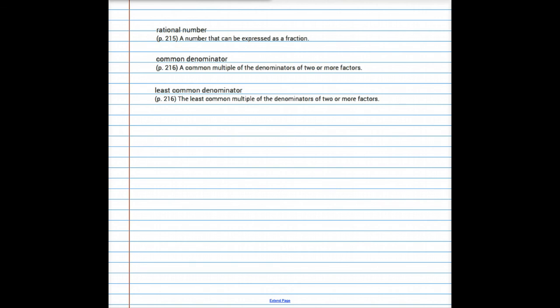These are the vocabulary you should know for this lesson. A rational number is a number that can be expressed as a fraction. A common denominator is a common multiple of the denominators of 2 or more fractions. And the least common denominator is the least common multiple of the denominators of 2 or more fractions.